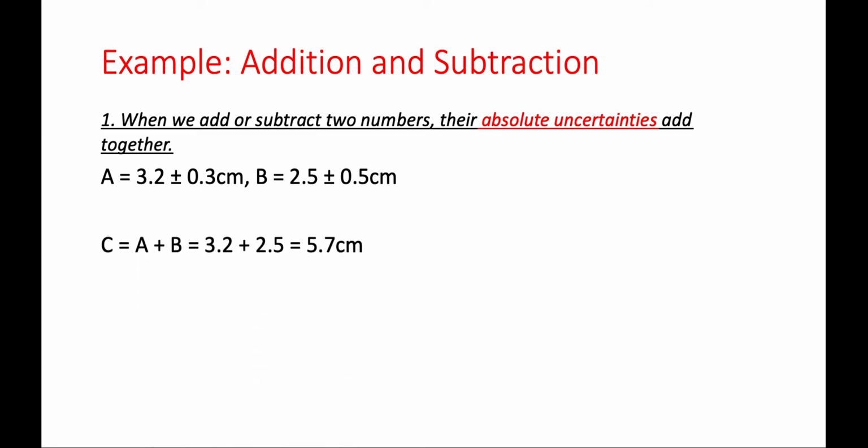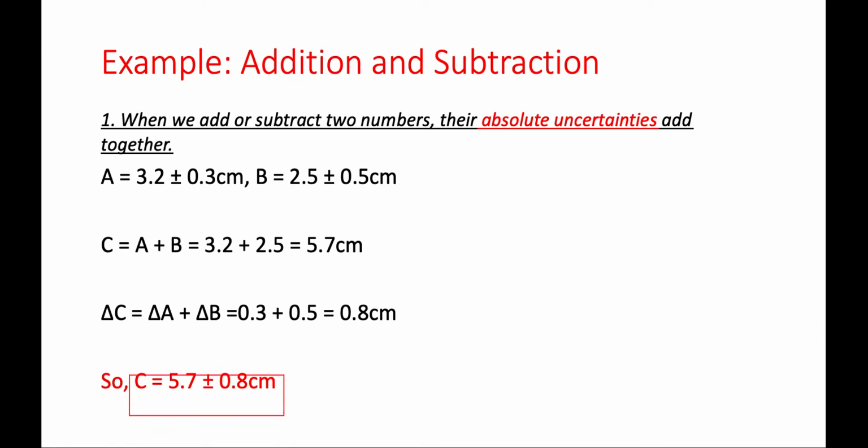Well, if we're adding these things together, it's nice and easy. C, for example, is A plus B, it's just the sum of the two numbers, 5.7. If we want to now know the uncertainty in C, all we have to do is add together the uncertainties in A and B. So delta C, that's our uncertainty in C, is just delta A plus delta B. We know those two values from the original question, and so we add them together and we get 0.8. And so if we're presenting C, we present it in this way, 5.7 plus minus 0.8. That's the value plus minus the uncertainty.